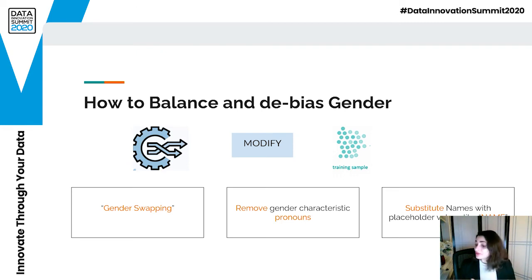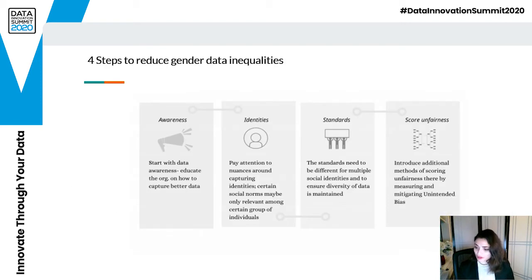Number three, a very important step, is to substitute the names of individuals with placeholder values, something like NAME. That way you're not including individuals' names in your training sample when you're training these machine learning algorithms. So what I propose is there are four steps that we can take to reduce gender data inequalities.